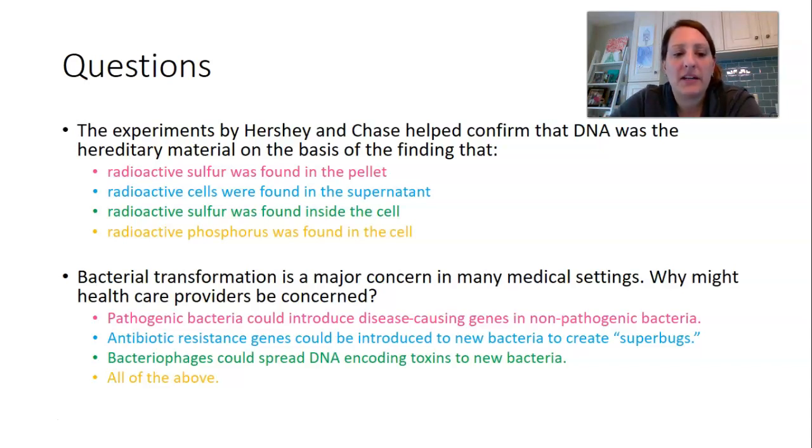The next question, bacterial transformation is a major concern in many medical settings. Okay, so remember, transformation is the uptake of foreign DNA. Why might healthcare providers be concerned? So pink, pathogenic bacteria could introduce disease-causing genes into non-pathogenic bacteria. Blue, antibiotic resistance genes could be introduced to new bacteria to create superbugs. Green, bacteriophages could spread DNA encoding toxins to new bacteria. Or yellow, all of the above. And so hopefully you answered yellow. All of the above would definitely be true.